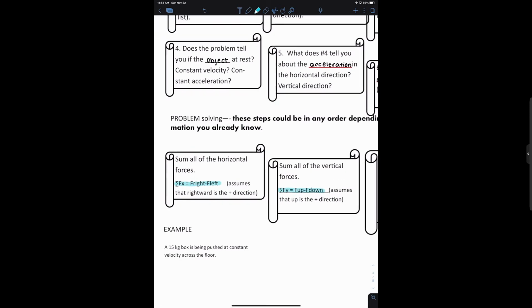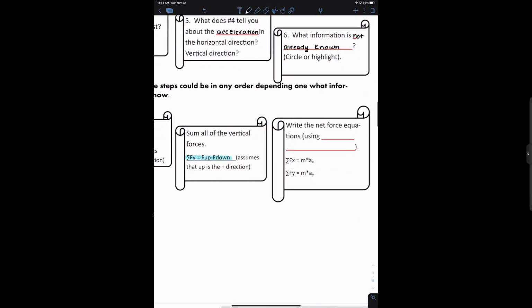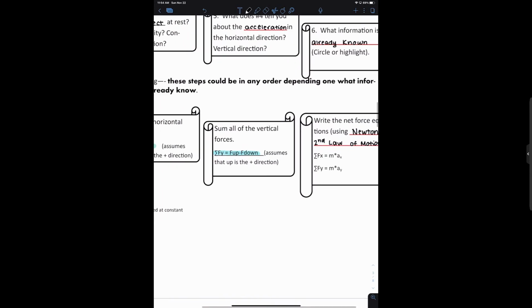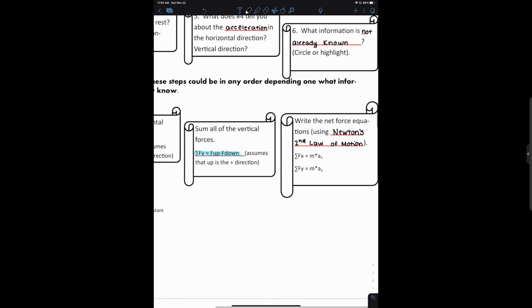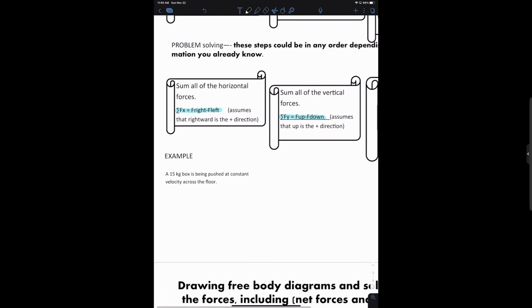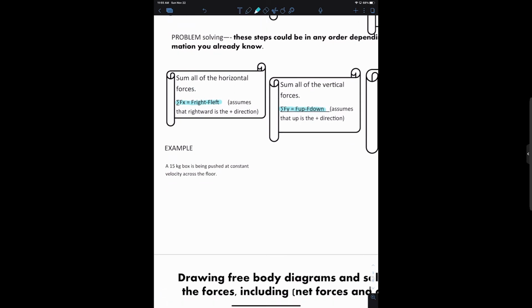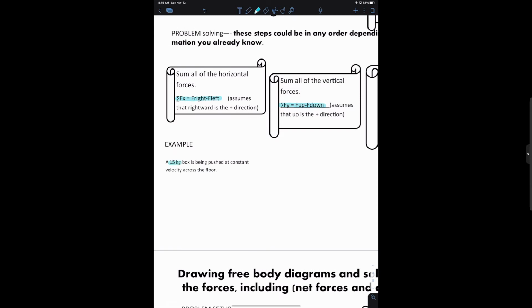And then finally, you're going to write your net force equations using Newton's second law of motion, which is the net force in the x direction equals the mass times the acceleration in the x direction. Remember, we're separating our horizontal forces from our vertical forces. And then the sum of the net forces in the y direction equals the mass times the acceleration in the y direction. So what does this look like when we do a very simple problem? I've got one example down here at the bottom, and we have a 15 kilogram box being pushed at constant velocity across the floor.